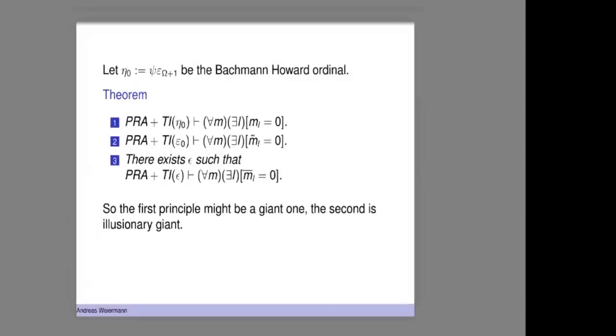The second is definitely an illusionary giant, because we prove termination. We use transfinite induction up to epsilon 0 to prove termination of a Goodstein principle, which is defined using ordinals less than epsilon 0. So it's not much going upstairs. So it's really of low complexity. And what about the third principle? What do you believe? Is it an illusionary giant or a giant one?